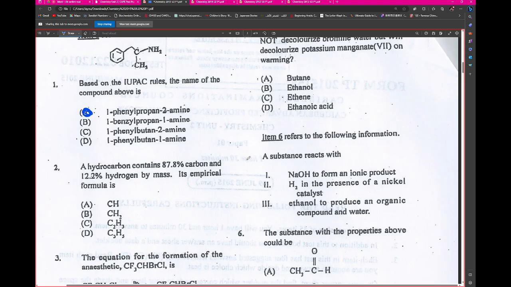A hydrocarbon contains 87.8% carbon and 12.2% hydrogen by mass. Its empirical formula is B. All we have to do is take the percentages as mass, find the number of moles, and divide by the smallest number of moles. It shouldn't take a lot of time, so it should be B. Why do they multiply it by 3? You have to multiply it by 3.